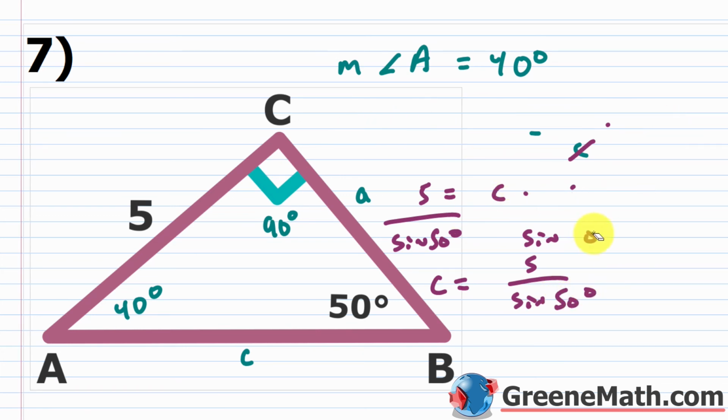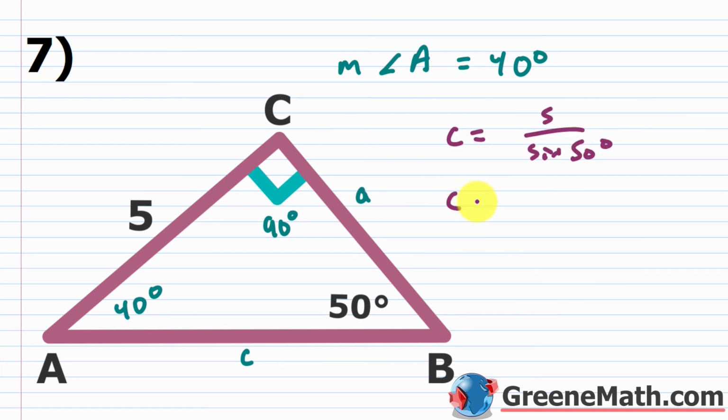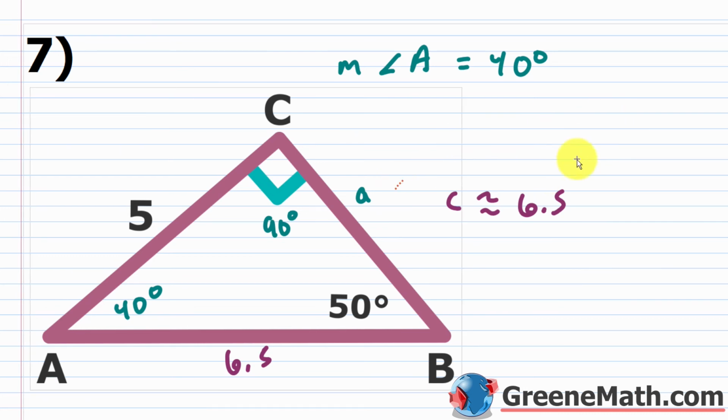So let me get rid of all this scratch work. Okay, we're going to punch this into the calculator. So C is approximately, let's say 6.5, if we round to the nearest tenth, so 6.5. Let me put this down here. So this is about 6.5. Let me get rid of this, and I'll just drag this up.